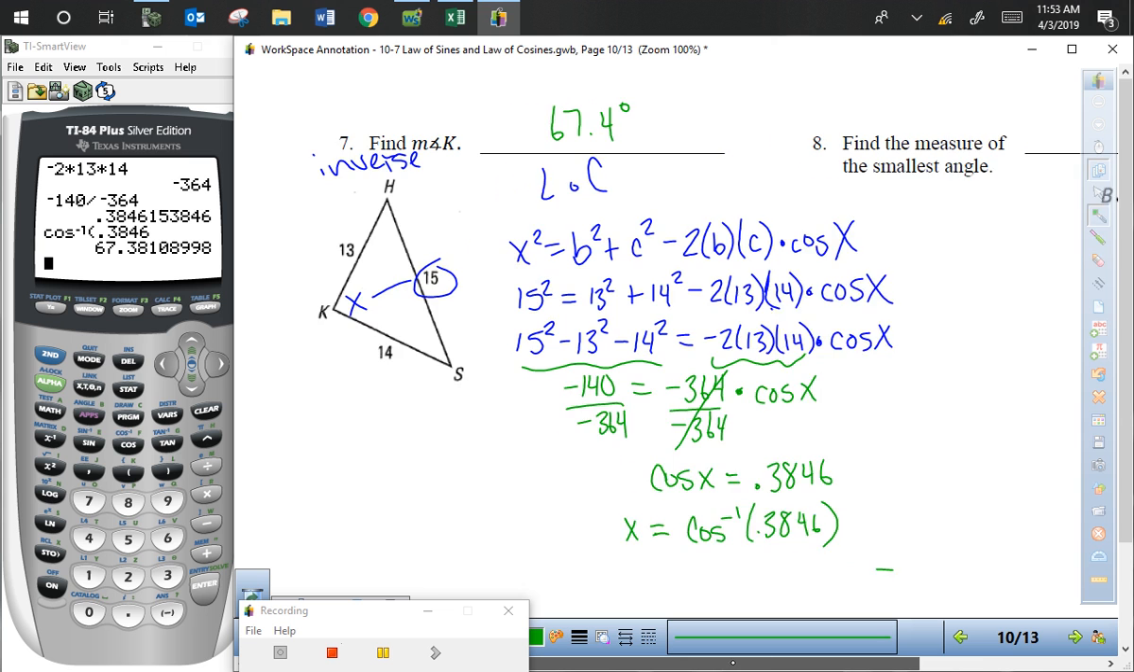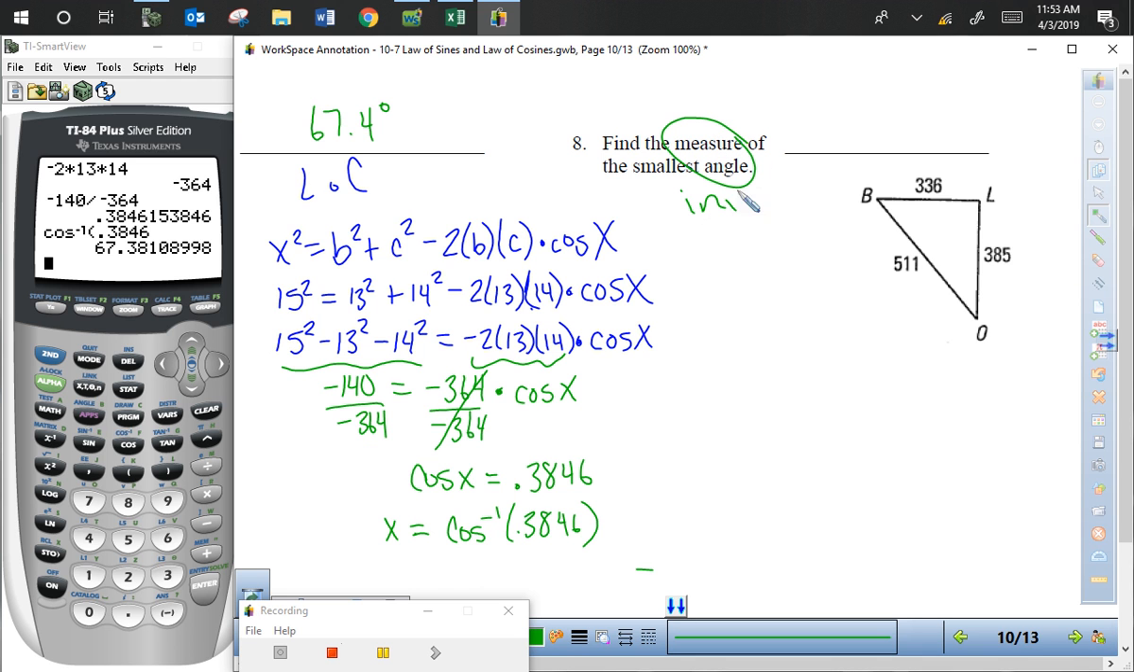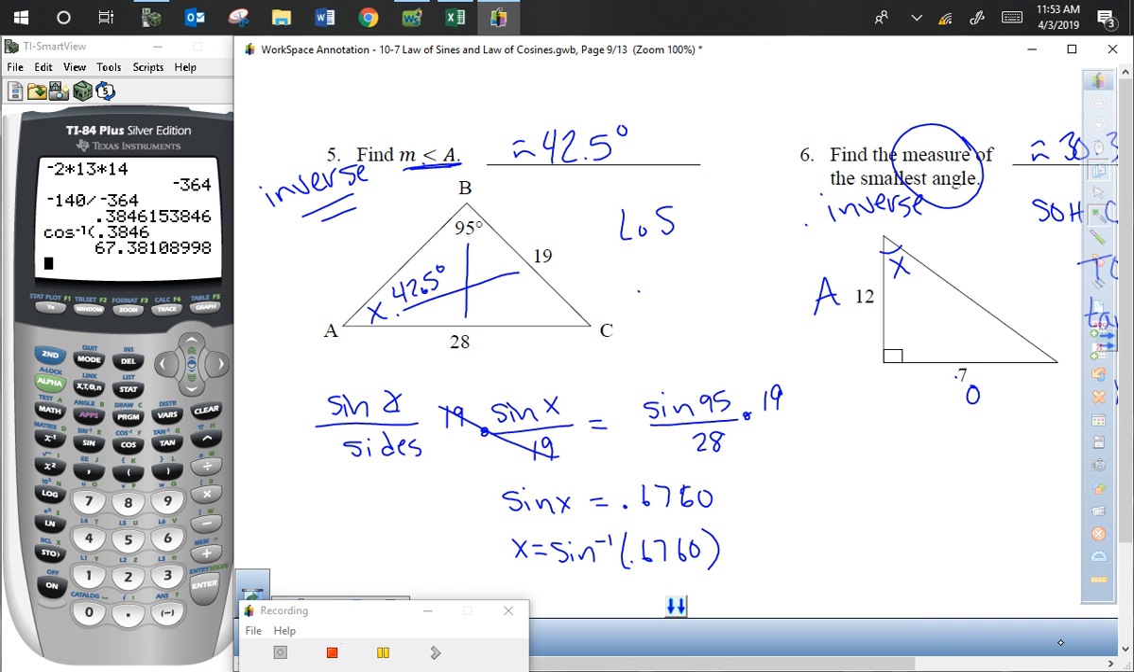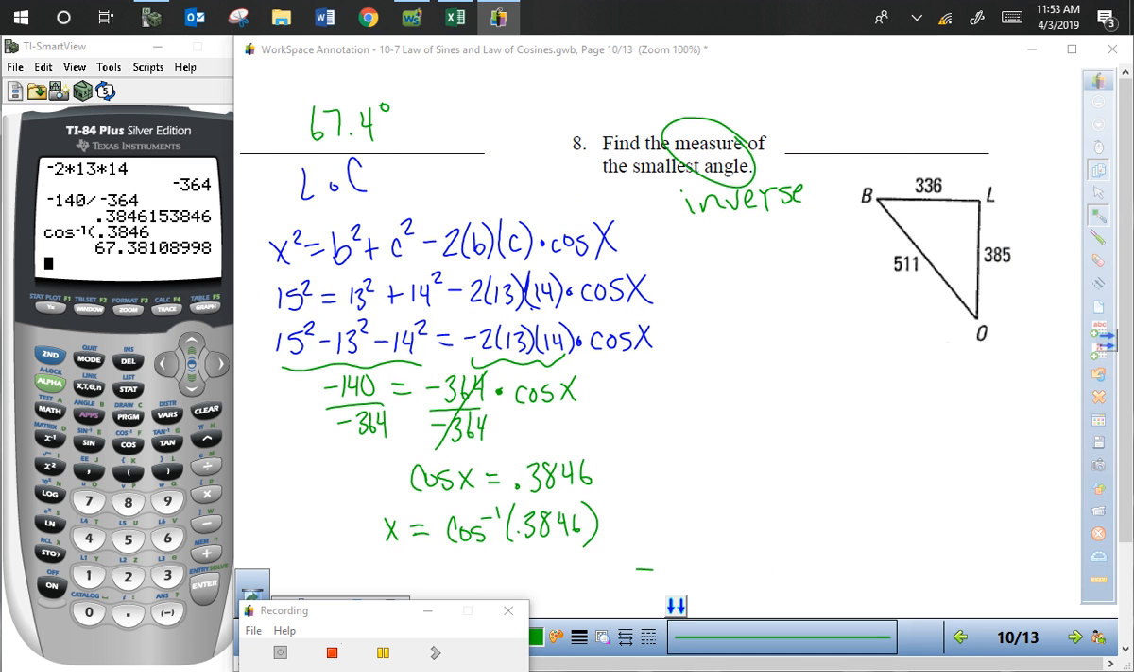Alright, what I want you to do now is look at number 8 here. It says find the measure of the smallest angle. So we're using the inverse again. But just like with number 5, where we had to find the smallest angle, and we used the smallest side, we have to make sure our x is in the right place on this one. So on number 8, the smallest angle has to be across from the smallest side. We've got 336, 385, and 511. So our smallest side is at the top, which means our x goes with this letter O.